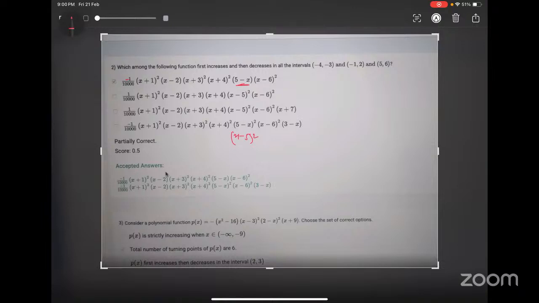If you calculate the highest degree term, from here we will get x square, from here x, from here x square, from here x square, from here minus x, and from here x square. Now if you multiply all this, what will we get? Minus x to the power 10, right?